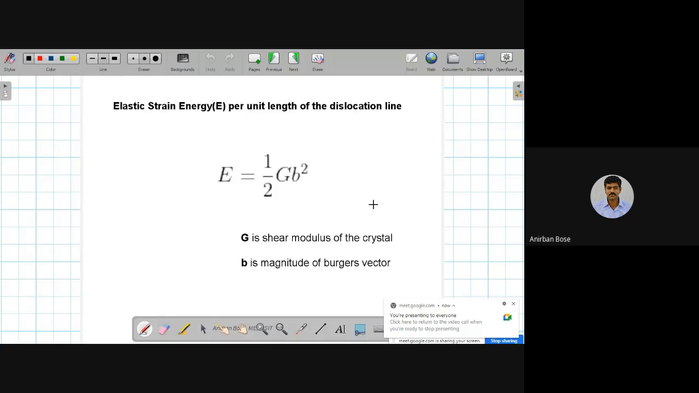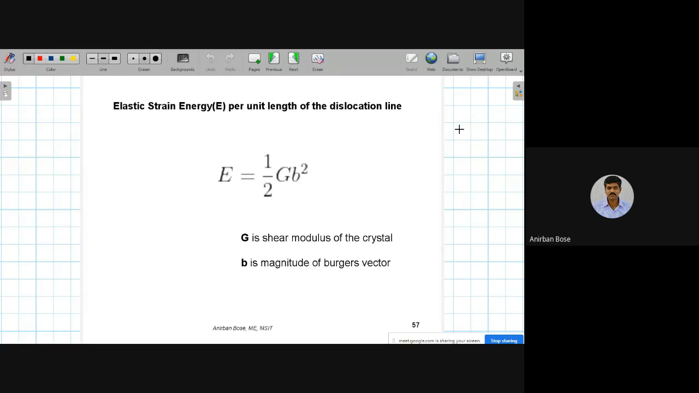Okay. So next we'll see the elastic strain energy associated with the dislocation. As you know, a dislocation is a crystal defect, so definitely it is associated with strain energy. Already we have seen that in case of edge dislocation, compressive and tensile strain energy is there around the dislocation line.